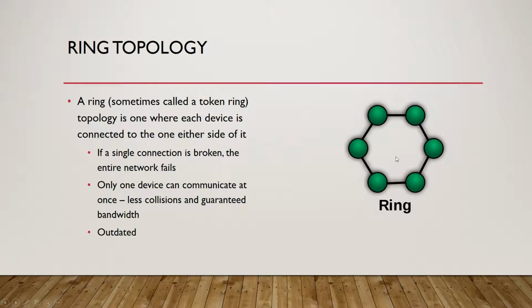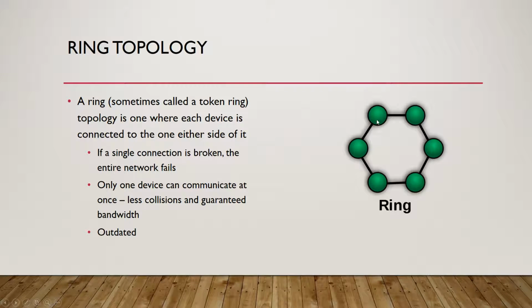Only one device can communicate at a time. Now, I've put up here, it's called a token ring. Each node has a theoretical token. Imagine it like a game of poker where they've got the dealer chip, and if they've got that dealer chip, then they can communicate. If they've not got the dealer chip, they can't communicate.